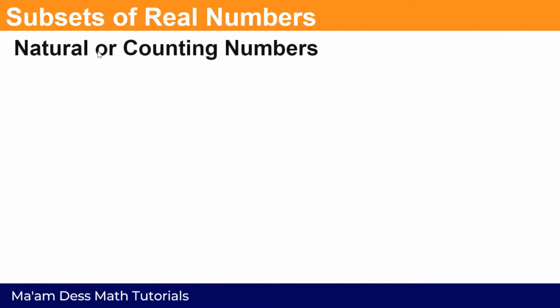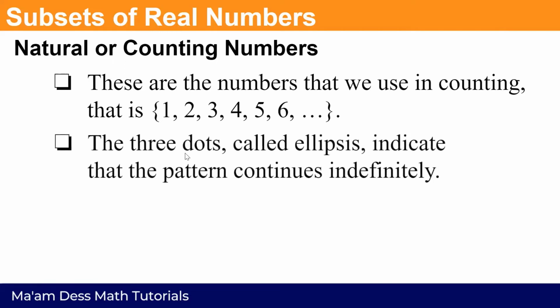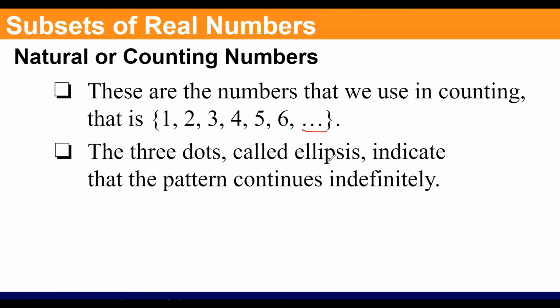Number 1, natural or counting numbers. These are the numbers that we use in counting, that is, start from 1, 2, 3, 4, 5, 6, and so on. The 3 dots, called ellipses, indicates that the pattern continues indefinitely. So, ibig sabihin, yung pagbibilang po natin ay walang katapusan.